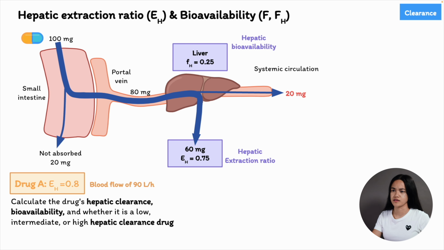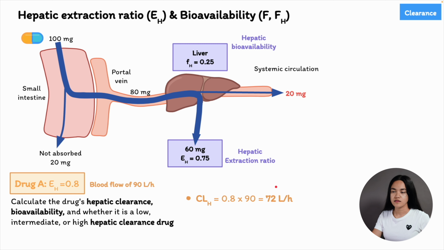So then how do we calculate this? Let's go through it. The hepatic extraction ratio is 0.8 or 80%. To calculate hepatic clearance, we are going to multiply the blood flow through the liver by the hepatic extraction ratio. So we would get a hepatic clearance of 72 liters per hour.